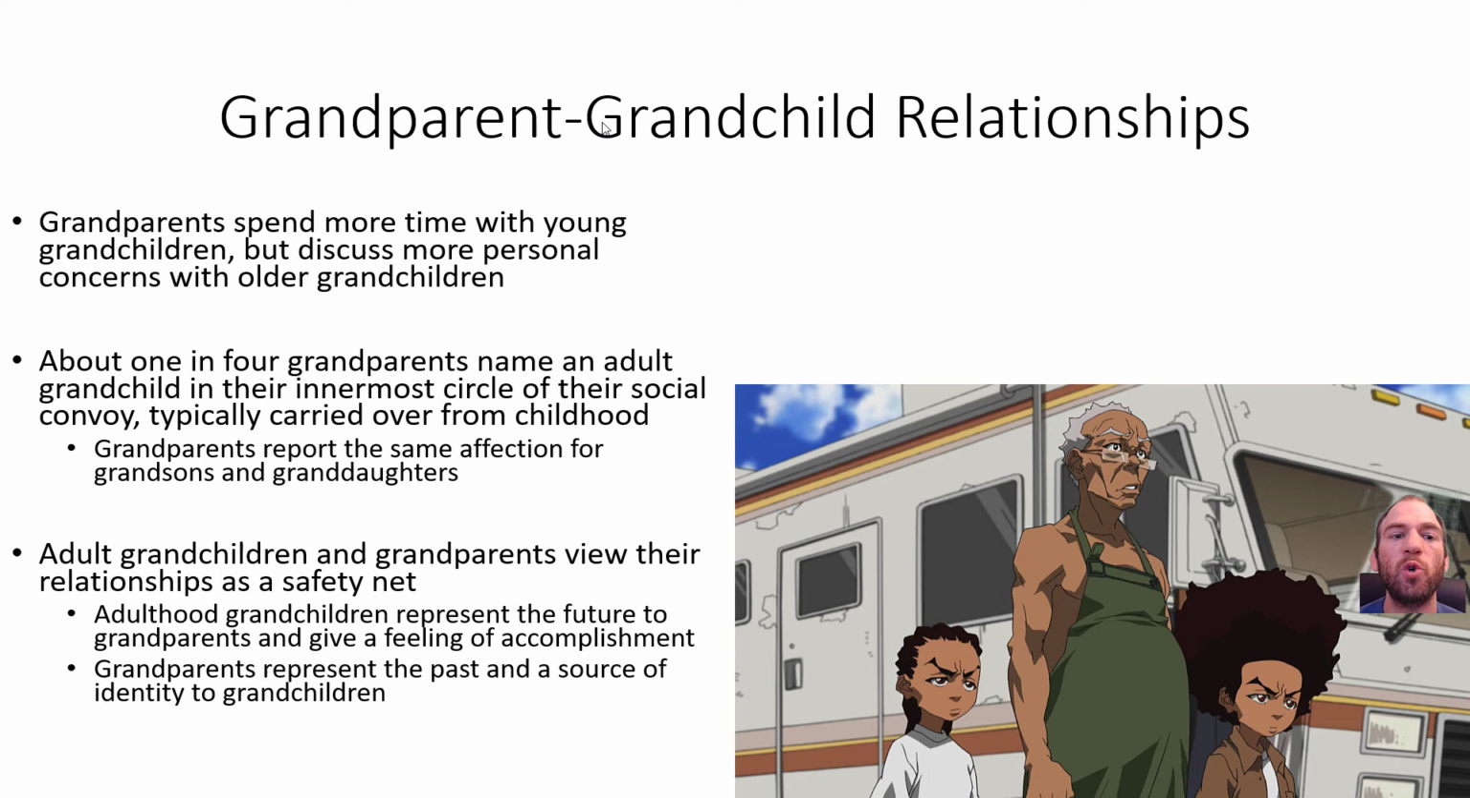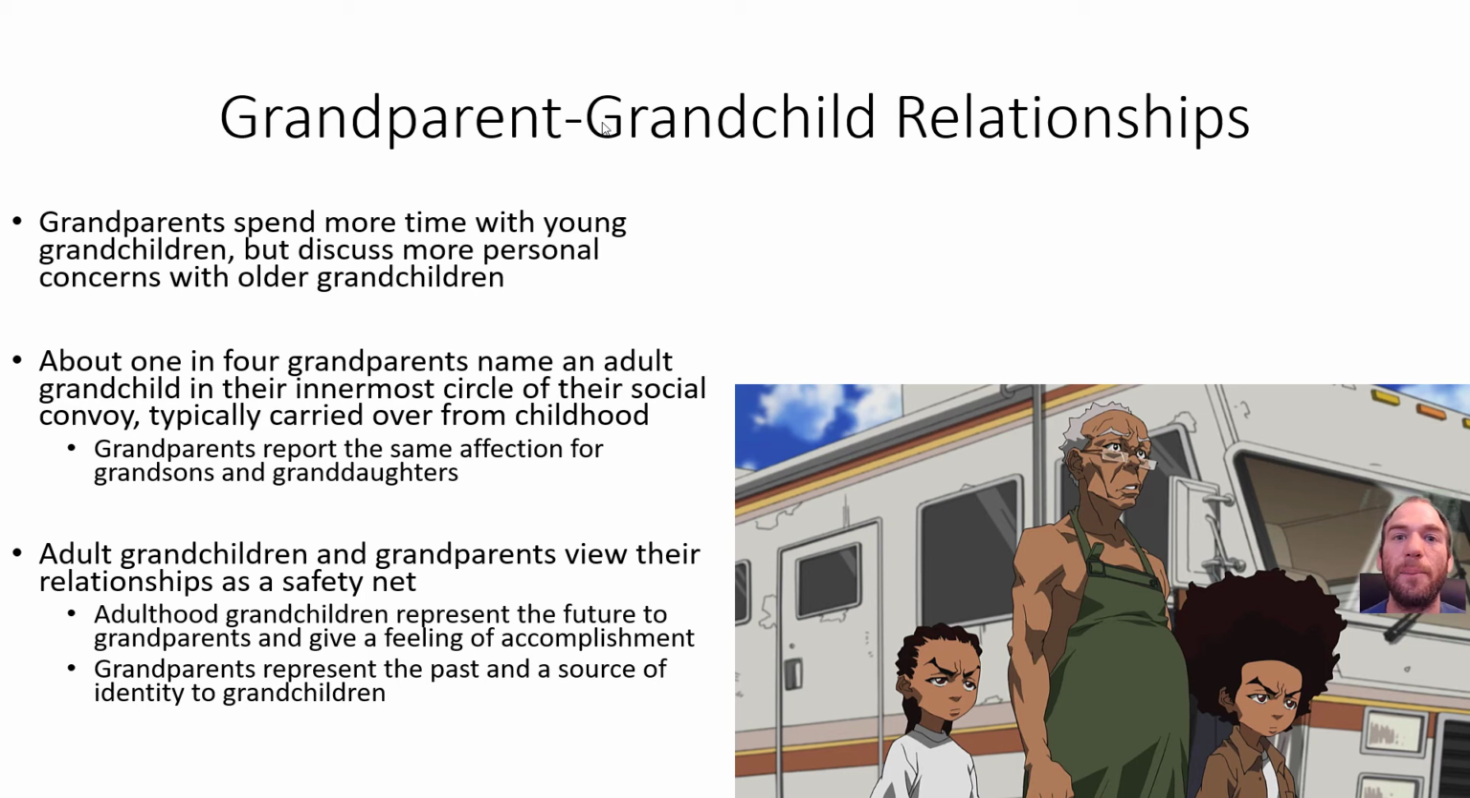Grandparent-grandchild relationships. Grandparents spend more time with young grandchildren but discuss more personal concerns with older grandchildren. About 1 in 4 grandparents name an adult grandchild in the innermost circle of their social convoy, typically carried over from childhood. Parents report the same affection for grandsons and granddaughters. Adult grandchildren and grandparents view their relationships as a safety net. Adult grandchildren represent the future to grandparents and give a feeling of accomplishment, while grandparents represent the past and a source of identity to grandchildren.